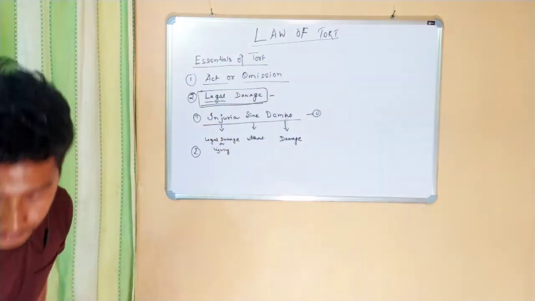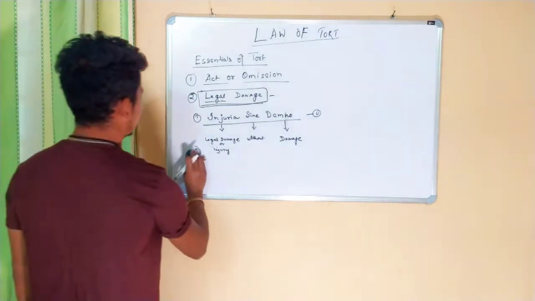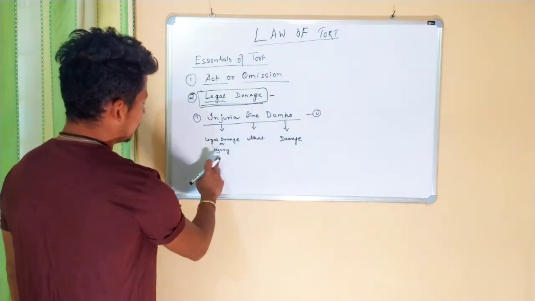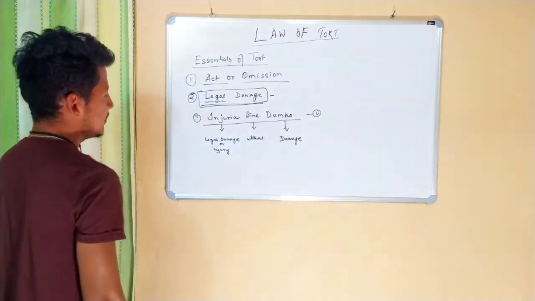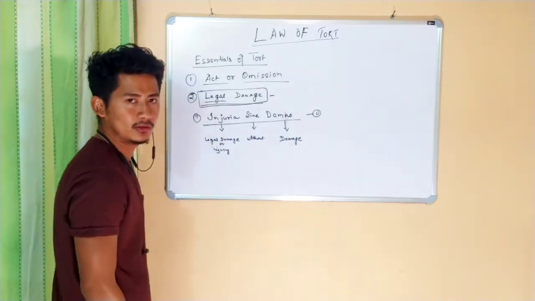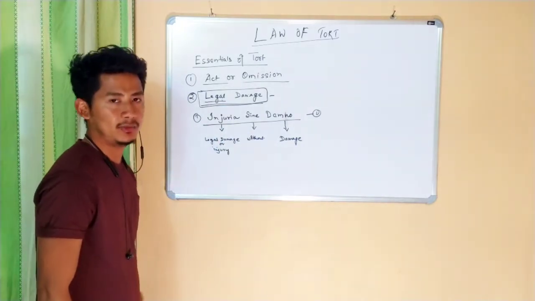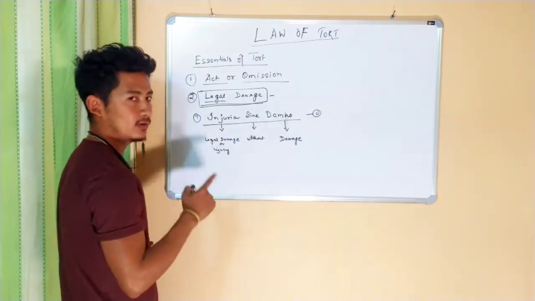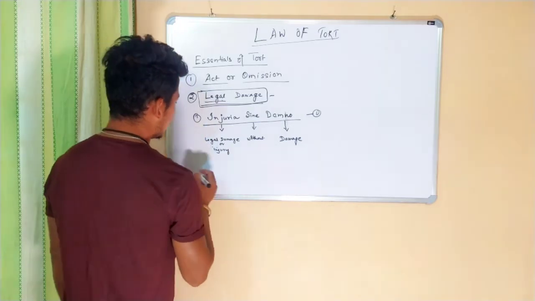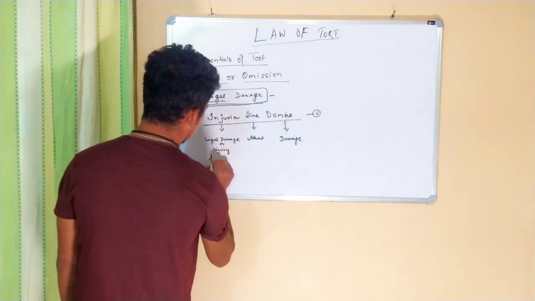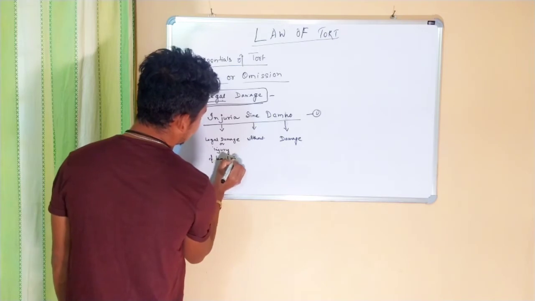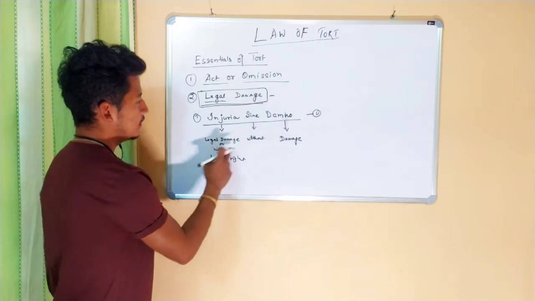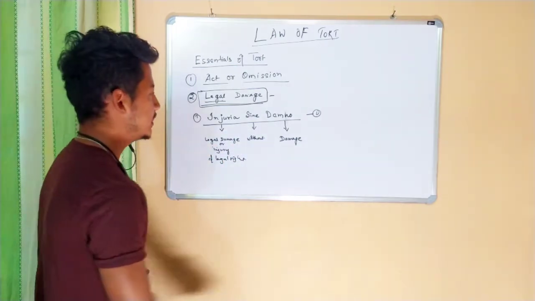So now let's try to understand this. Legal injury without damage. Whether it is a tort or not, and in that case whether the plaintiff will get the remedy or not. So let's try to understand this concept. There is an injury of a legal right without damage. So there is no physical damage.